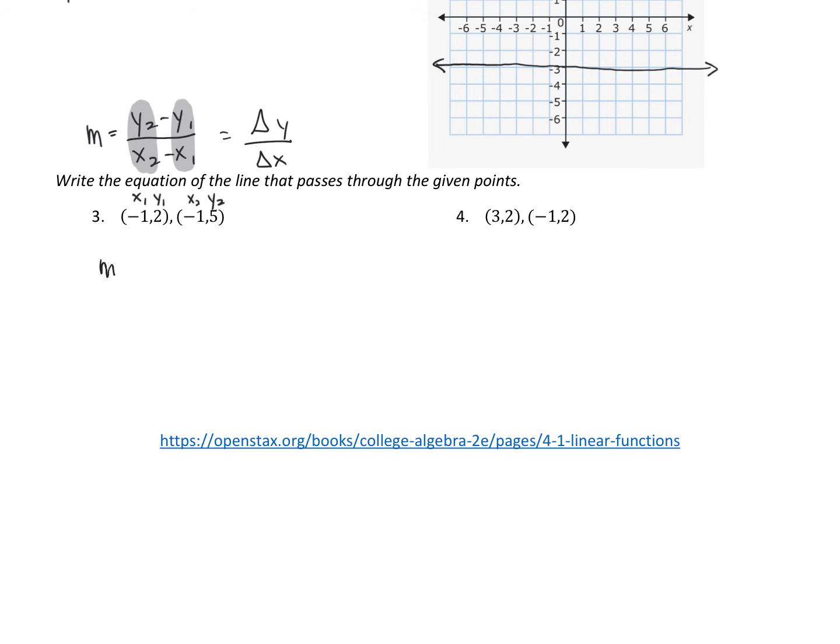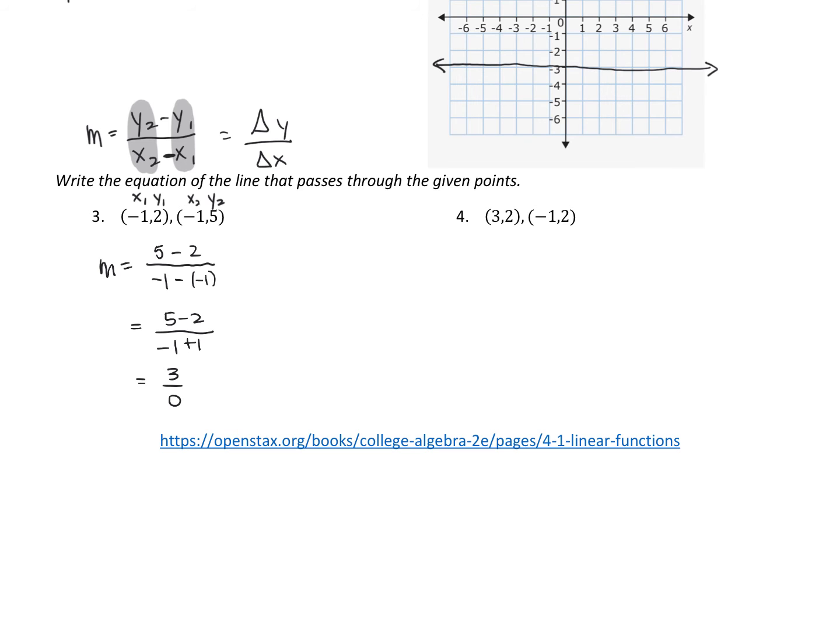Okay, so m equals y2 is 5 minus y1 is 2 over x2 is negative 1 minus x1 is negative 1. So it has a minus from the formula and then a negative from the x1 being a negative 1. So this is going to be 5 minus 2 over negative 1. Two negatives make a positive. So that's going to be 3 over 0.